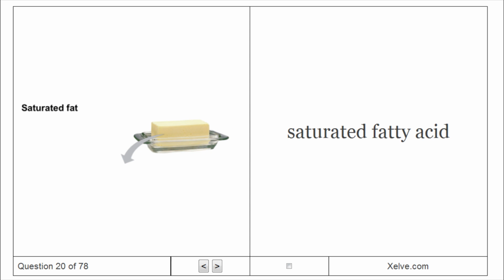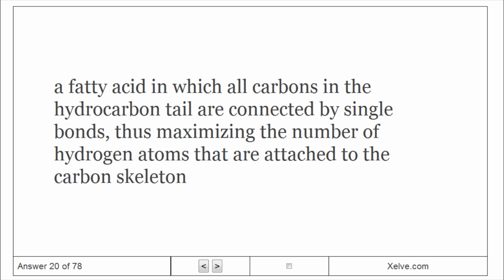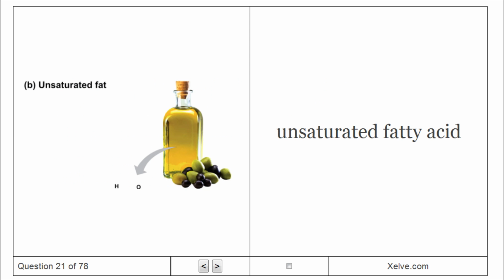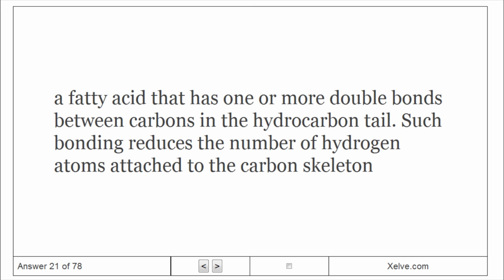Saturated fatty acid. A fatty acid in which all carbons in the hydrocarbon tail are connected by single bonds, thus maximizing the number of hydrogen atoms that are attached to the carbon skeleton. Unsaturated fatty acid. A fatty acid that has one or more double bonds between carbons in the hydrocarbon tail. Such bonding reduces the number of hydrogen atoms attached to the carbon skeleton.